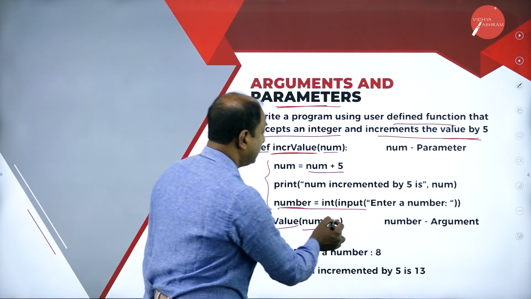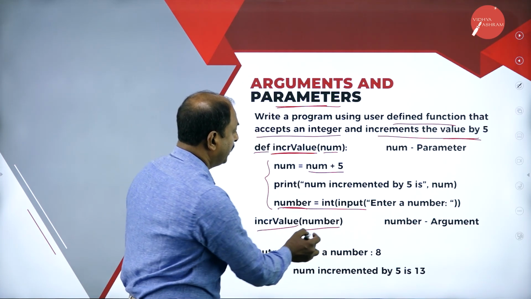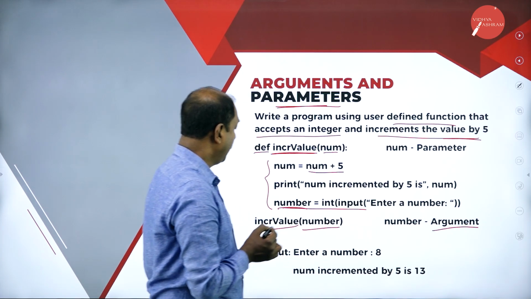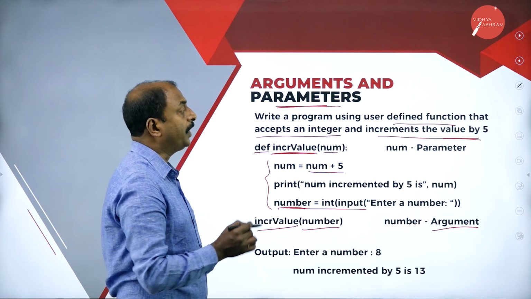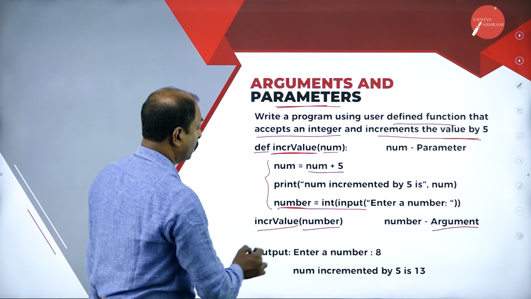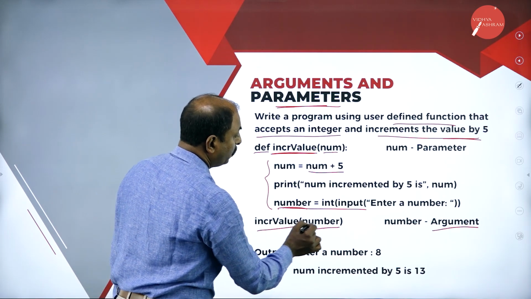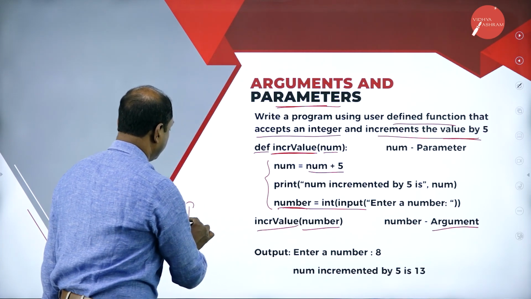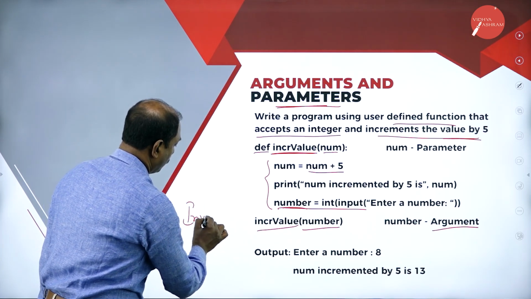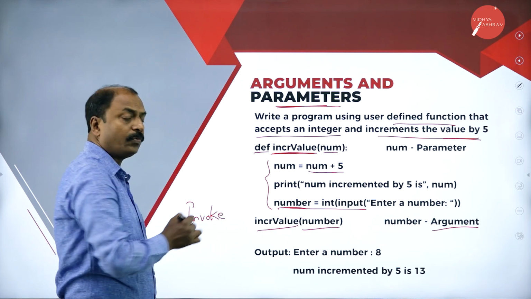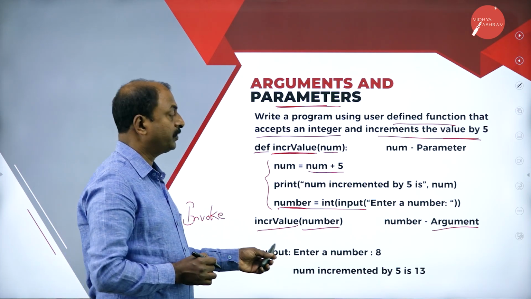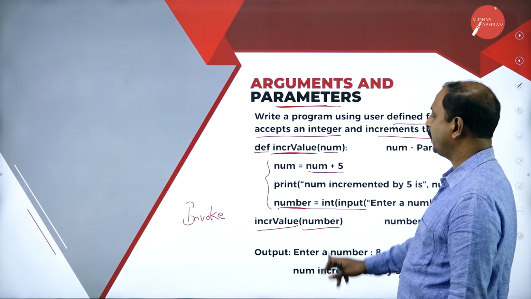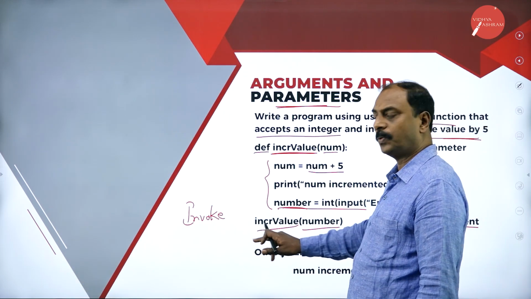So in this example, this variable number is called an argument, and this is the meaning of invoking the function. So increment value number. So we are invoking the function. This is what you have seen in the first line. Once the function has been defined, it has to be invoked at a particular stage in a program.